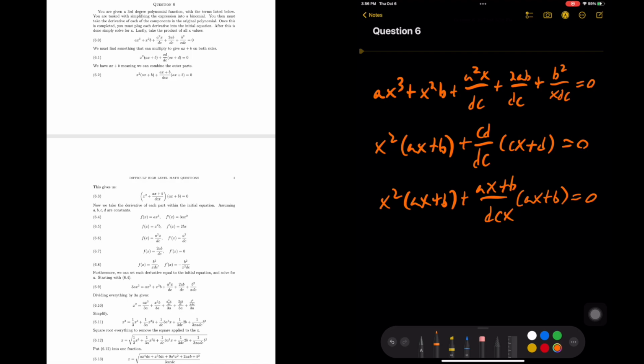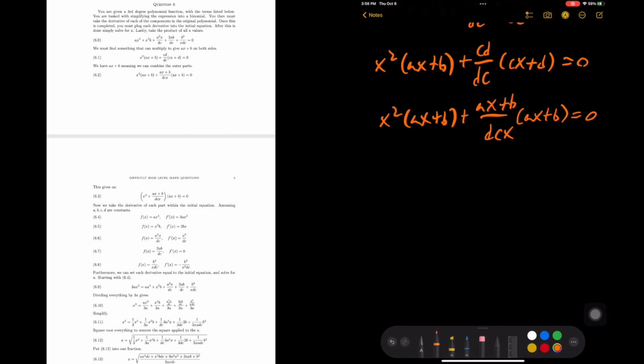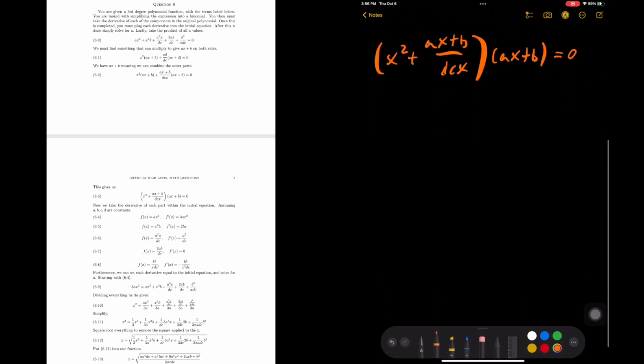So now, after this, we can create our binomial expression. We'll have here x squared plus ax plus b over dcx, all of that times ax plus b, which would give us 0. Now we will take the derivatives of each part within the initial equation. And in this case, we're going to assume that a, b, c, d are constants. So these are constants in this case.